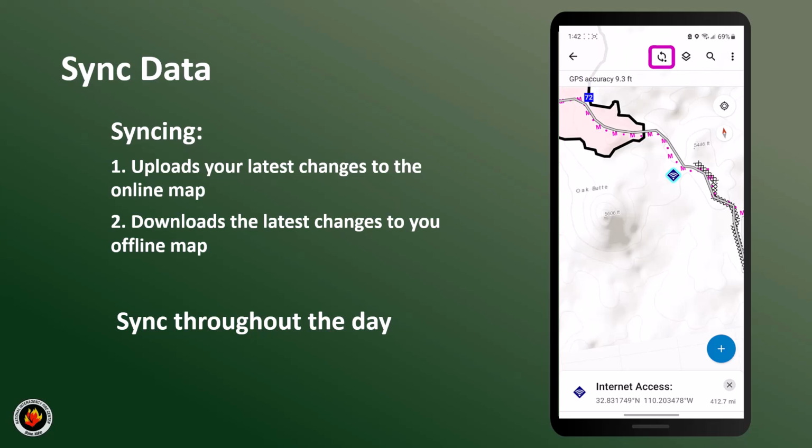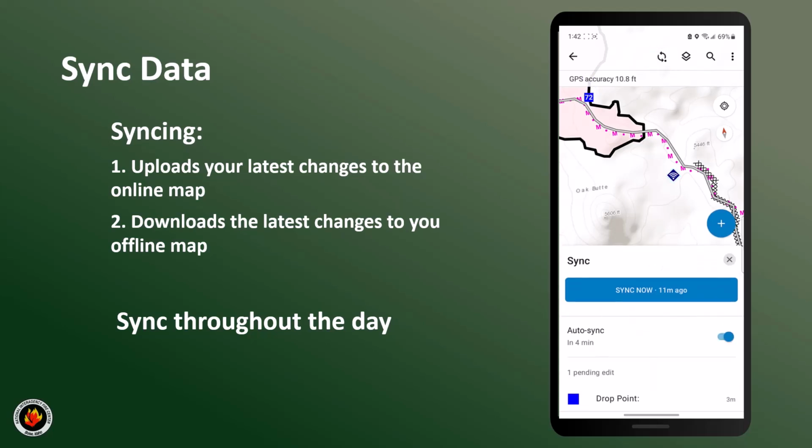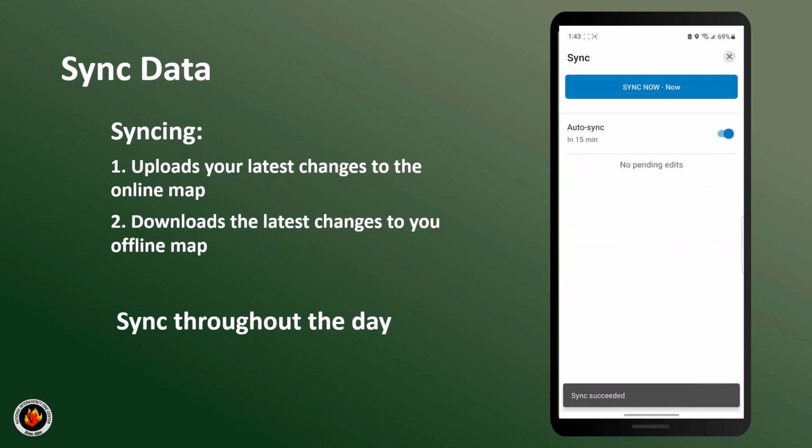I have the option to sync now. Also note that Auto Sync is enabled. Auto Sync will sync my map whenever internet access is available. You can change this in the Field Maps profile settings. Syncing your data should occur throughout the day as internet connection is available and not just at the end of the day.